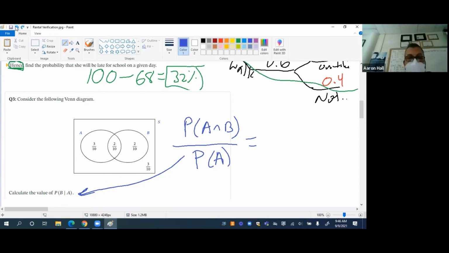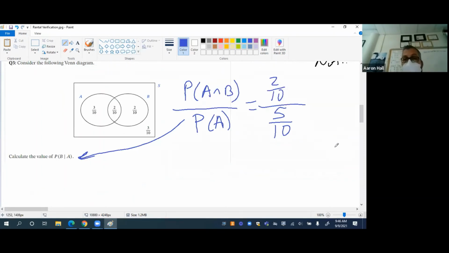5/10. Okay, yeah, so you just added both of these. I agree with you. It's 5/10 or 1/2, right? And what goes in the numerator? Yeah, so this divided by this. Yep, 2/10. When we divide by fractions, here's a tip.